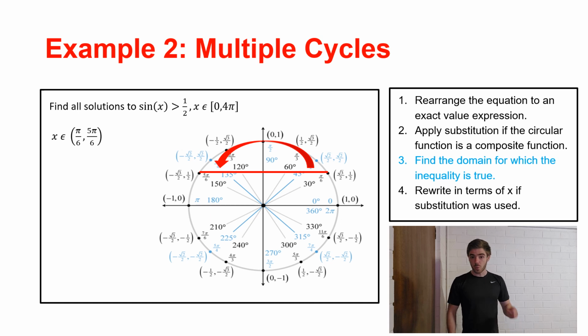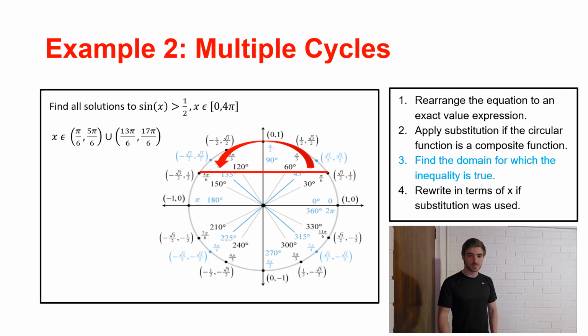But we don't want just one cycle, we want 0 to 4 pi, which means 2 cycles. We treat this the same as any other circular function. We just add 2 pi to all of our previous solutions. That's going to give us a second interval of 13 pi over 6 and 17 pi over 6. And once again, we're just going to join those 2 intervals with our union symbol.